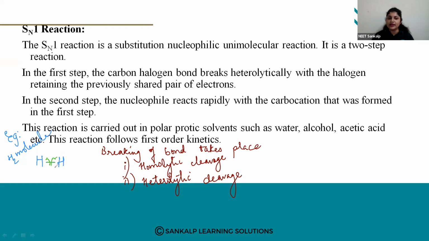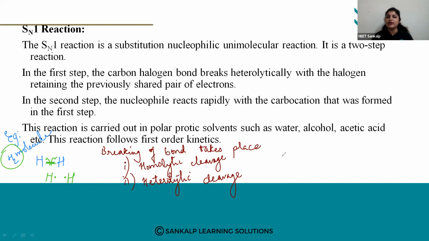When the bond breaks, what will happen? How many electrons are shared between the atoms of a bond? Two electrons are shared. So when this bond breaks, each hydrogen atom will take one electron. So this is homolytic cleavage. Breaking of a bond between the same atoms undergoes homolytic cleavage, so equally the electrons are distributed.